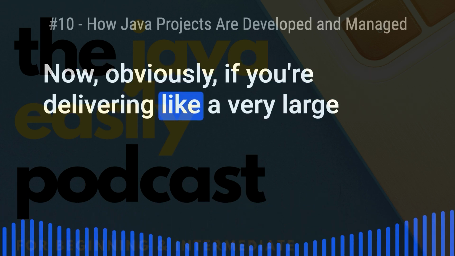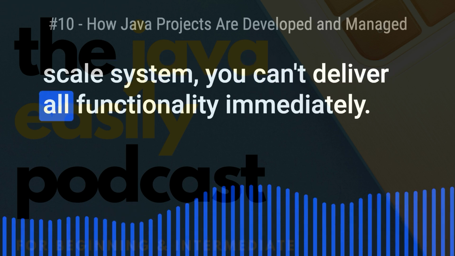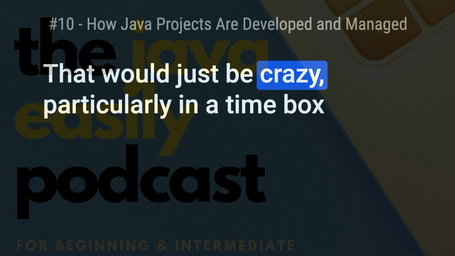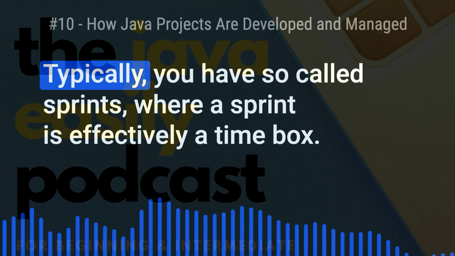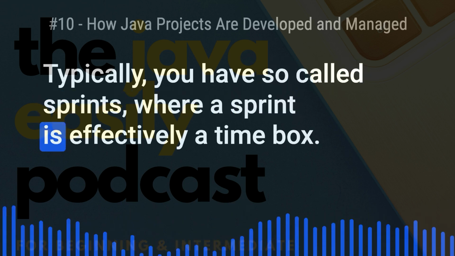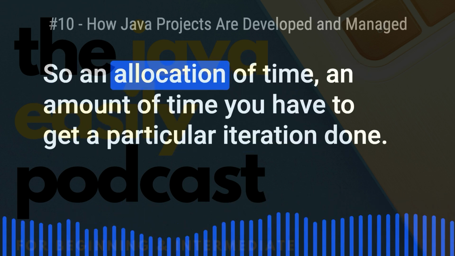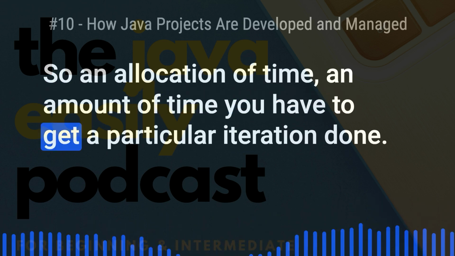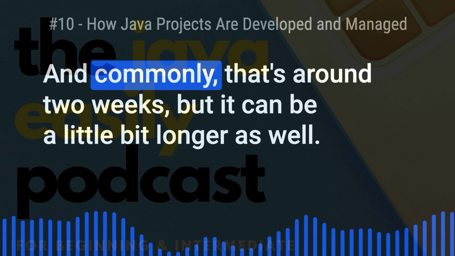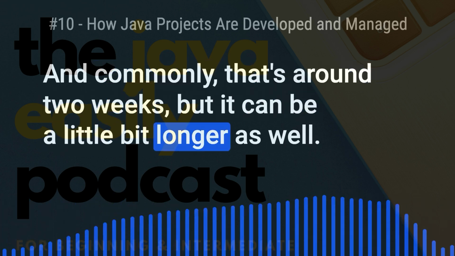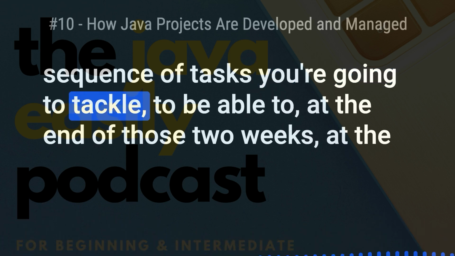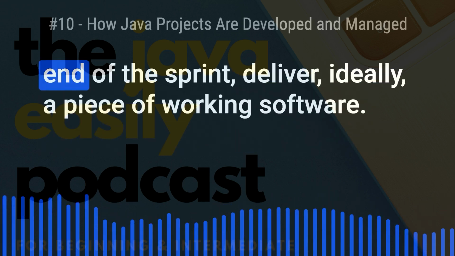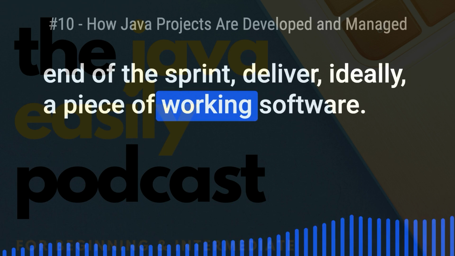Now, obviously, if you're delivering a very large-scale system, you can't deliver all functionality immediately. That'd just be crazy. Particularly in a time-boxed iteration, which is what Scrum is based around, typically you have so-called sprints, where a sprint is effectively a time box, an amount of time you have to get a particular iteration done. Commonly that's around 2 weeks, but it can be a little bit longer as well. During those 2 weeks, you plan out what sequence of tasks you're going to tackle, to be able to, at the end of the sprint, deliver, ideally, a piece of working software.